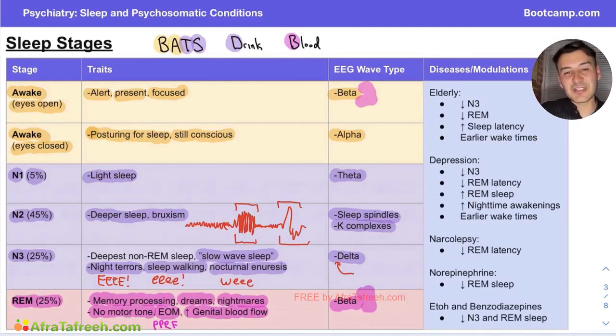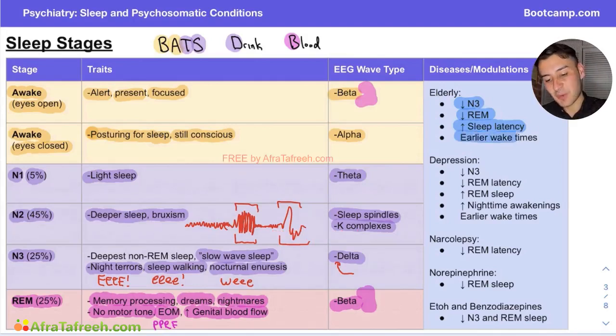In terms of some changes to be aware of in specific conditions or populations, let's go ahead and take a look at our column on the right. In the elderly, we will see decreased N3 sleep as well as decreased REM sleep. Also, we see increased sleep latency here. So these patients are going to have a harder time falling asleep, but once they get asleep, they're spending a lot more time in the N stages than they are in the REM stages. Also, older people will have earlier wake times.